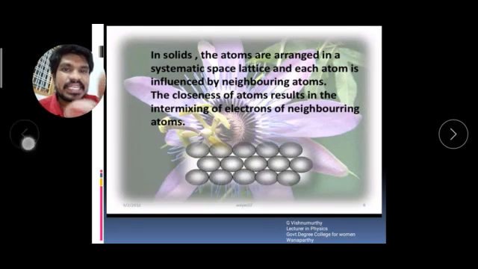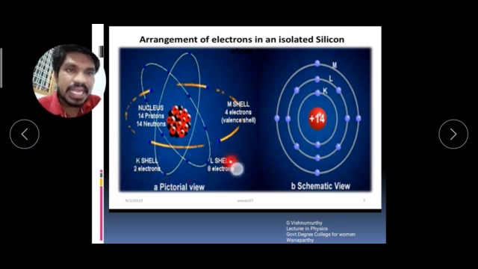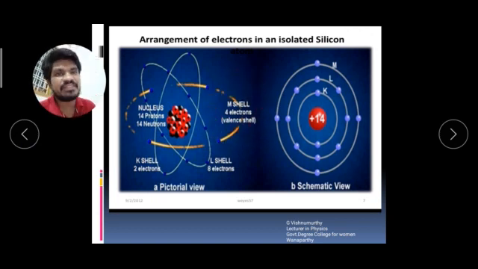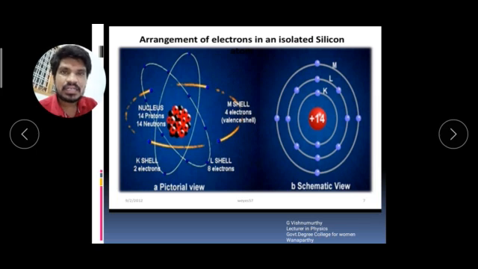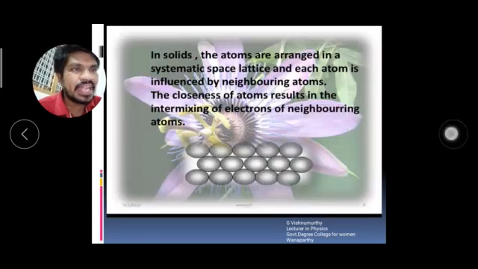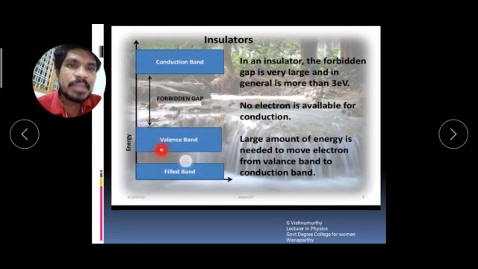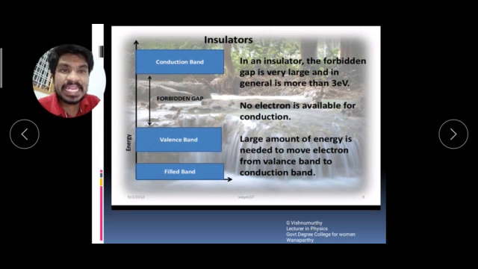In the case of silicon, 10 electrons are filled in the K shell and L shell, which are completely filled. But the M shell is partially filled with only 4 electrons. These 4 electrons are called the free electrons of silicon, also called the valency electrons of silicon. These 4 electrons are filled in the valence band and the remaining 10 electrons are filled in the filled band.